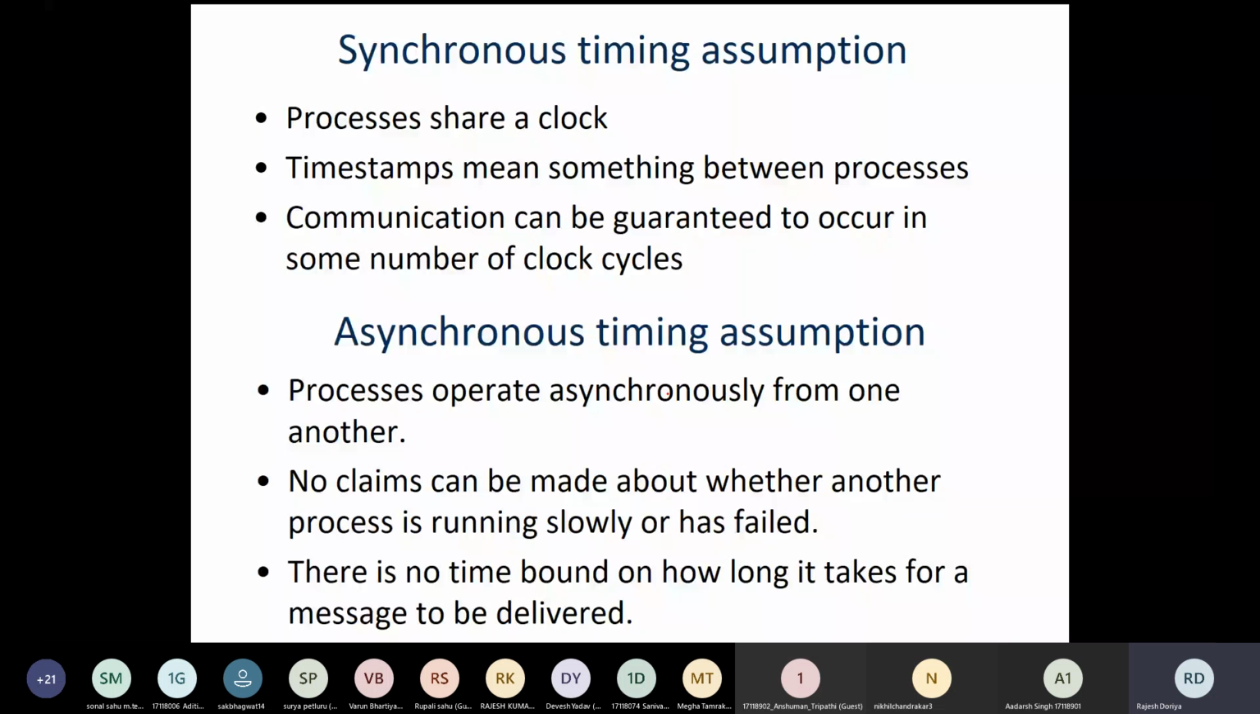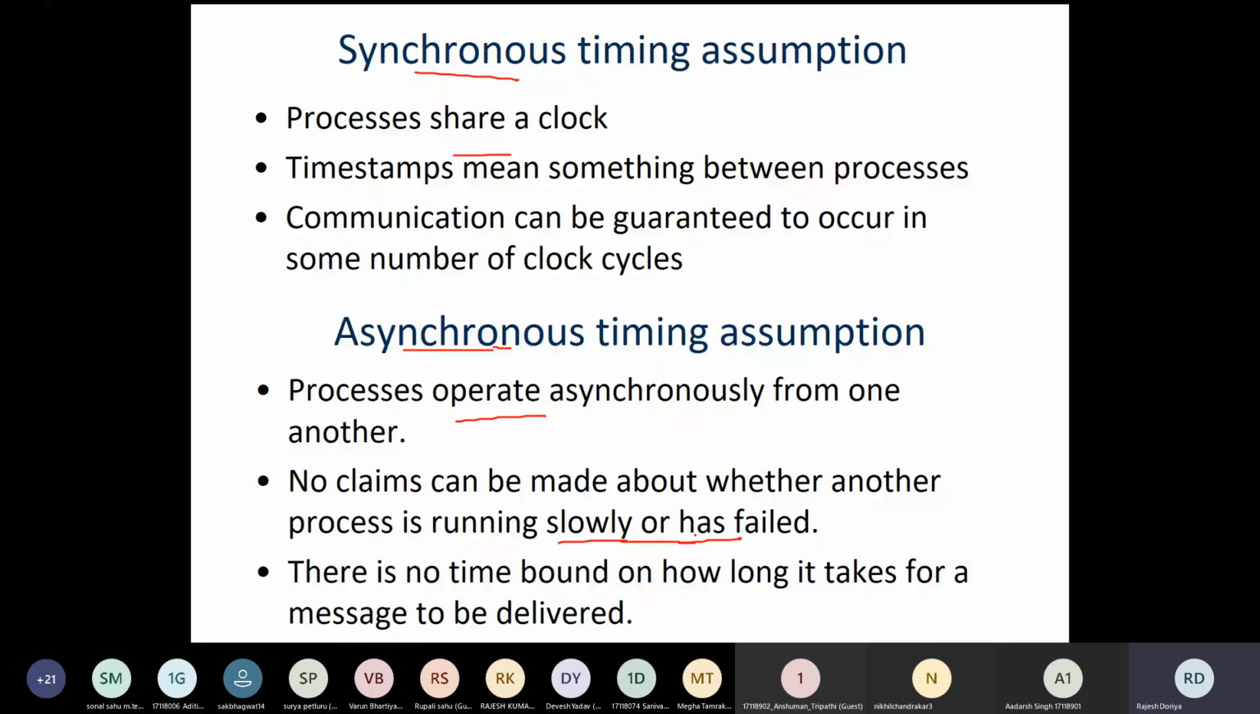Then these are some of the differences between synchronous and asynchronous. This is how you can say that the processes share a clock in synchronous, while in case of asynchronous, processes operate asynchronously from one another. In synchronous, we do carry some timestamps in between the processes, while in asynchronous, no claims can be made about whether another process is running slowly or has failed. So there will be no claim at all.